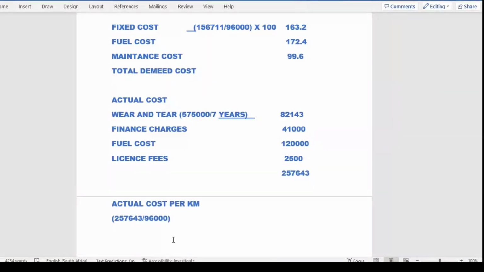Just a moment. I just want to calculate that. 257,643 divided by 96,000 kilometers. You've got 2.68, and then you can multiply that by 100. Let's see if it does fit. By 100. 268.38.